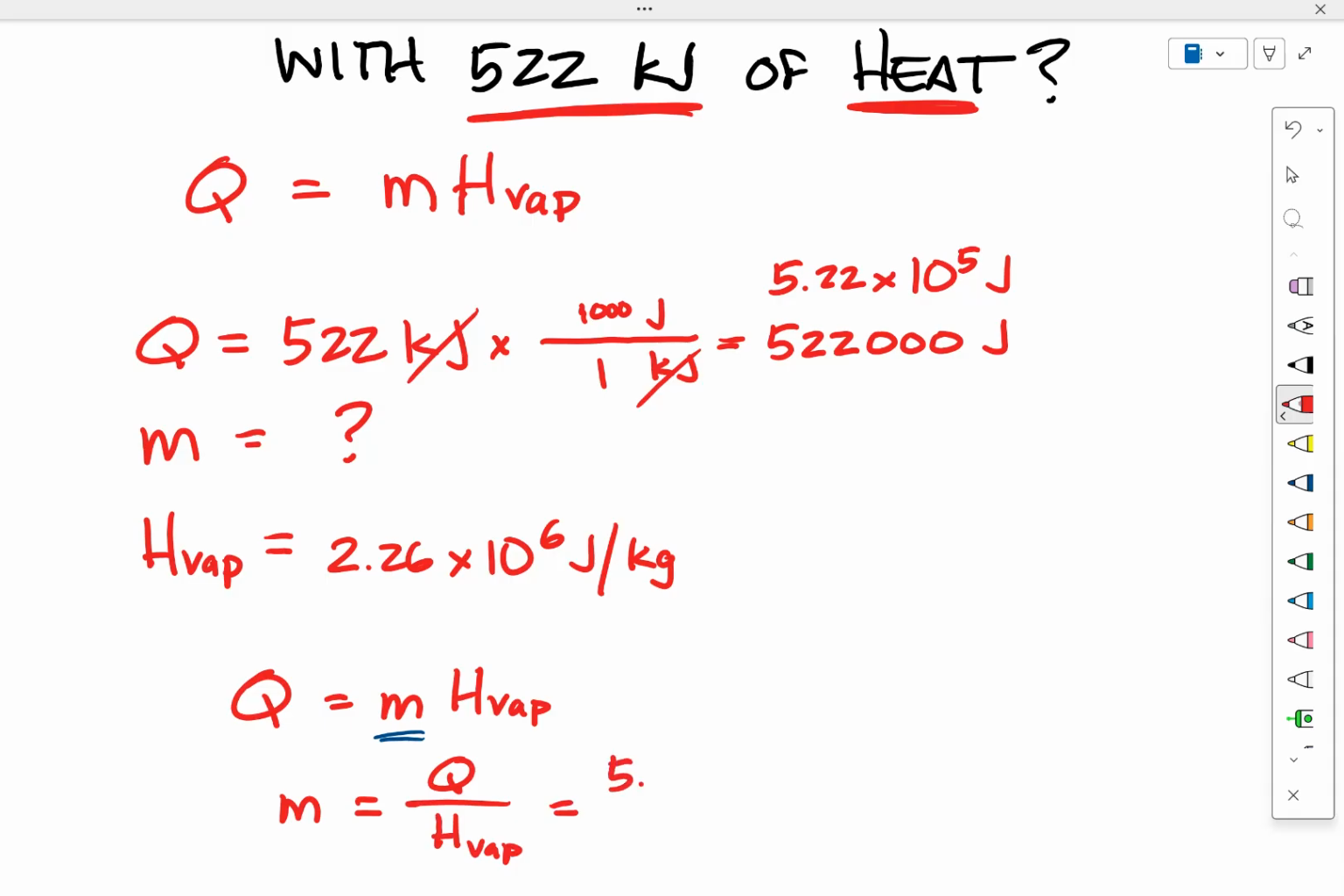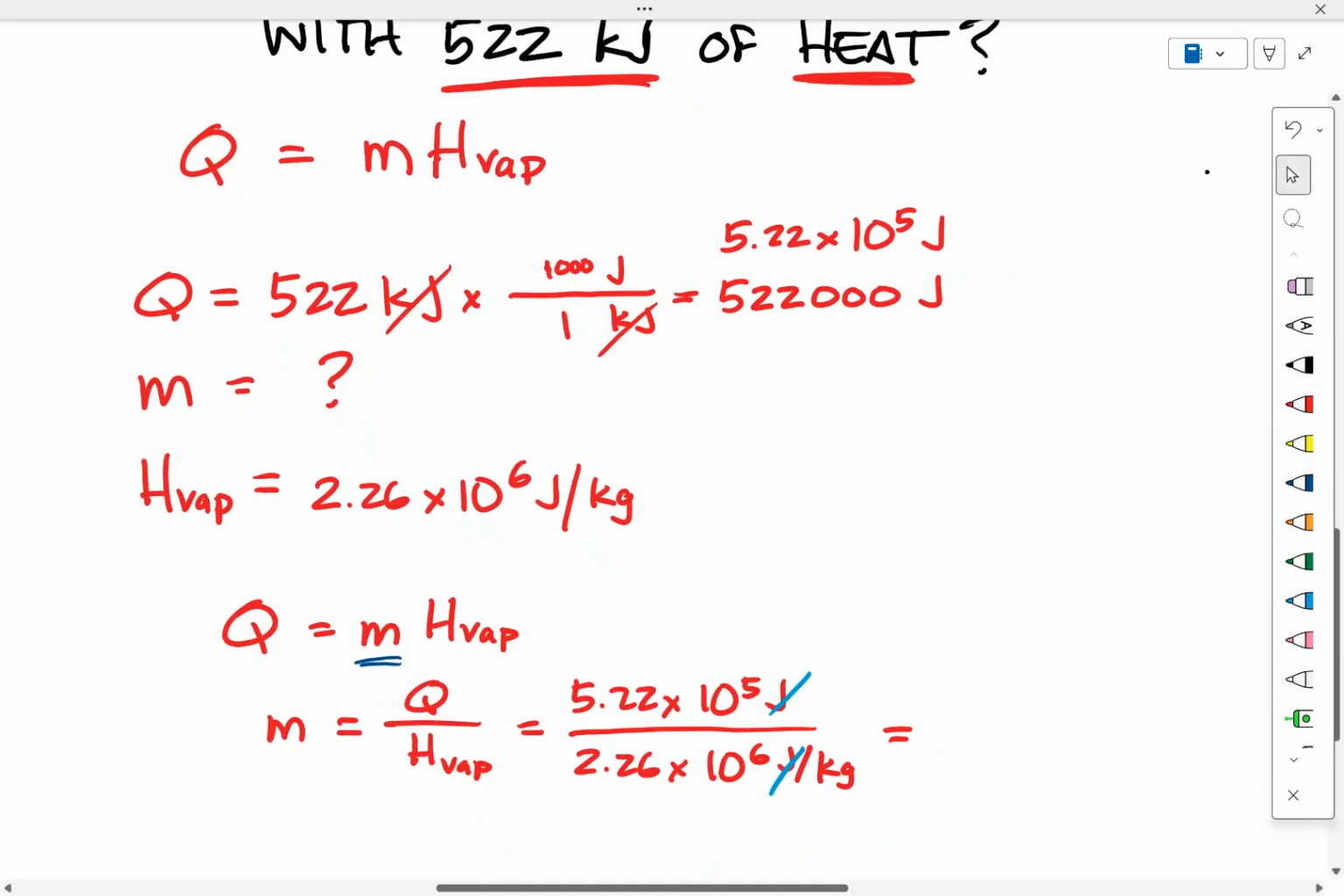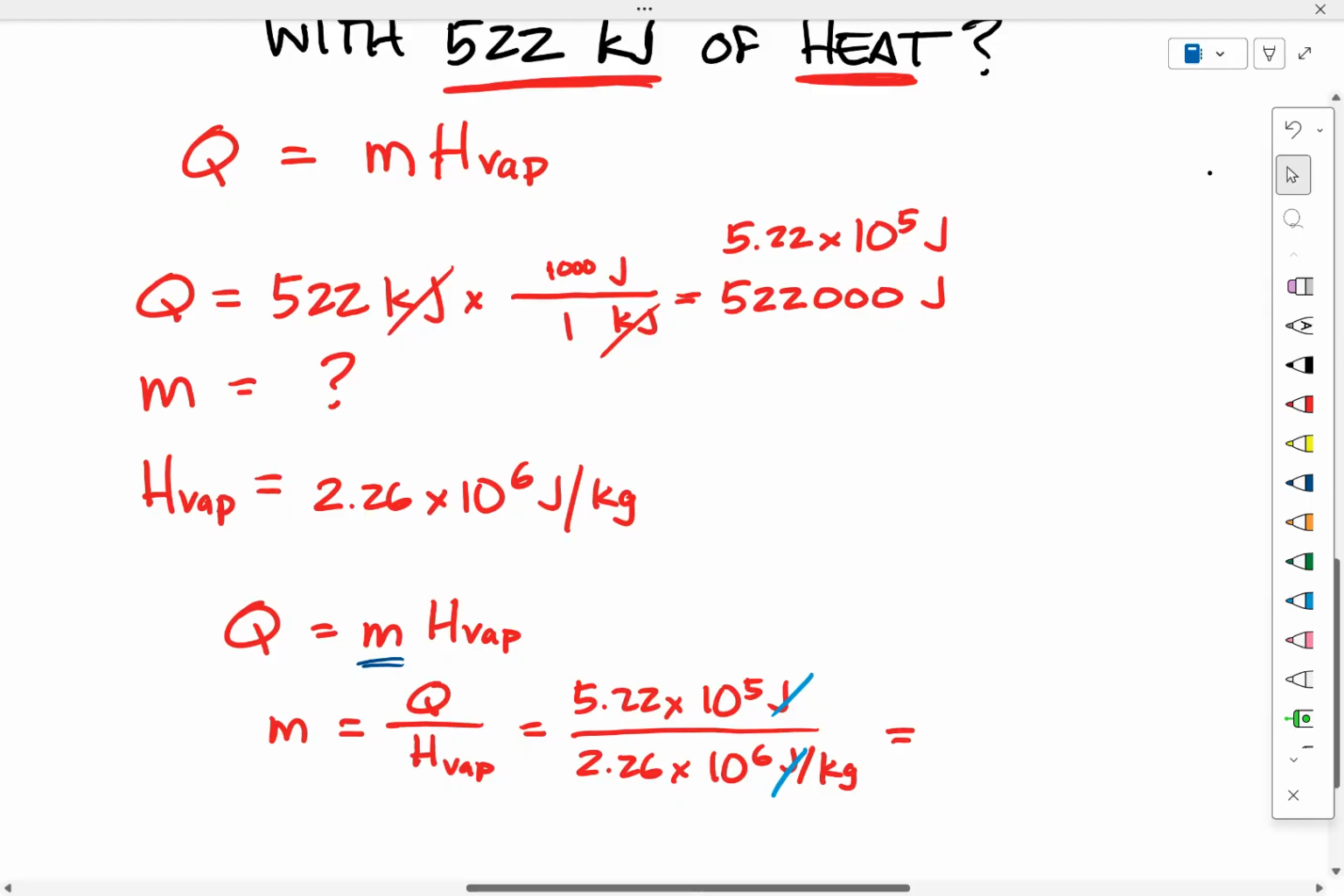Q is 5.22 times 10 to the 5th joules. And the heat of vaporization is 2.26 times 10 to the 6th joules per kilogram. So what happens when we divide these units? The joules cancel out, and our units are going to be 1 over kilograms per kilogram, which is equal to a kilogram. Take out your calculator and divide these numbers. Looks like we're going to get a pretty small number here.